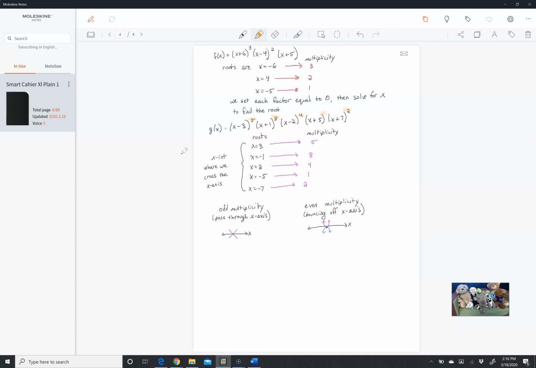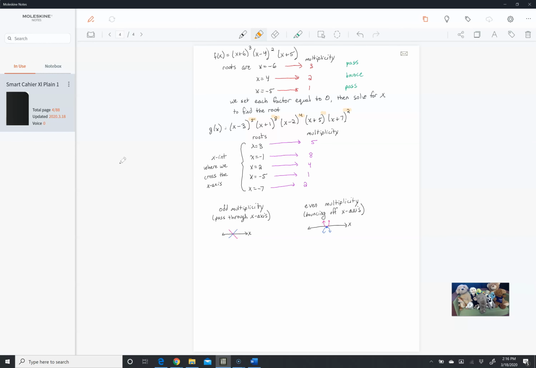So if we look at the multiplicities up here, this has a multiplicity of 3. So we're going to pass through the x-axis. Then we have a multiplicity of 2. So we bounce off of the x-axis. And then we have a multiplicity of 1. So we're going to pass through the x-axis.